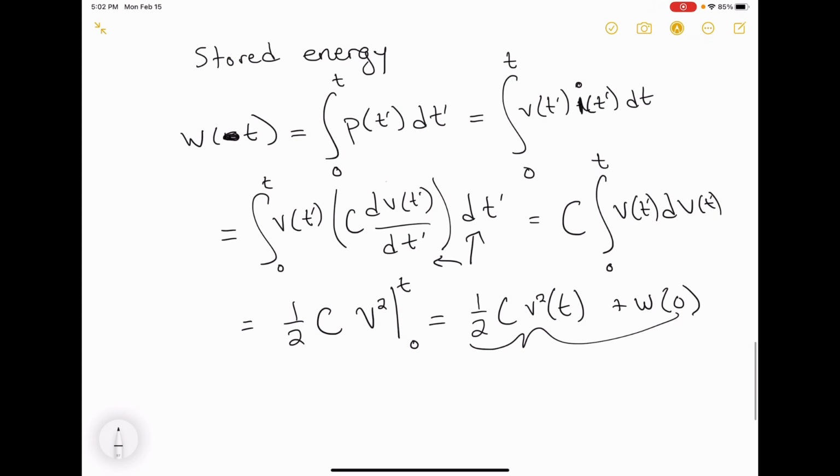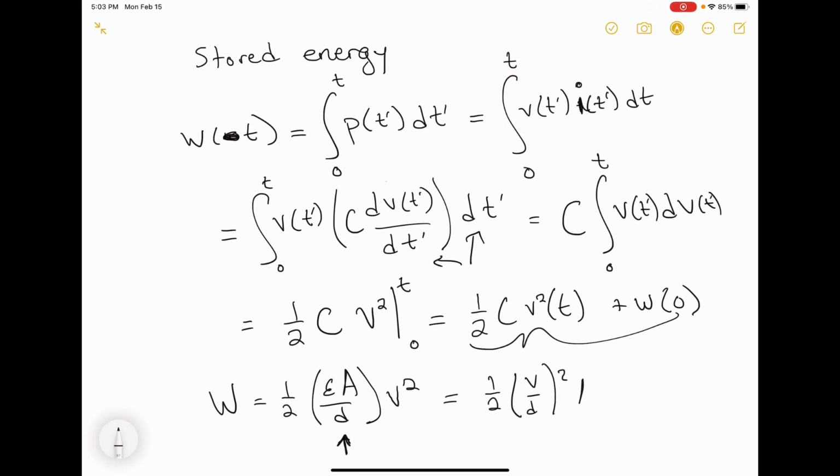This actually doesn't just apply to capacitors. Think about the stored energy in a parallel plate capacitor, which we just worked through. That stored energy is 1/2 epsilon A over D V squared, right? Because epsilon A over D is the capacitance in a parallel plate capacitor. But what if we divide the voltage by the plate separation? 1/2 epsilon V over D squared AD, because we ended up with an extra 1 over D there.